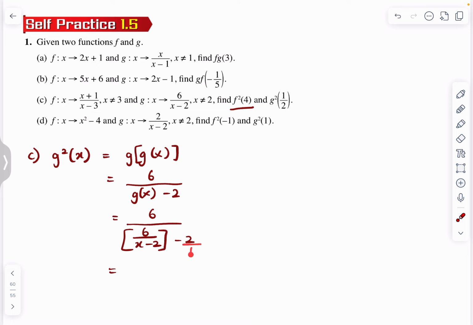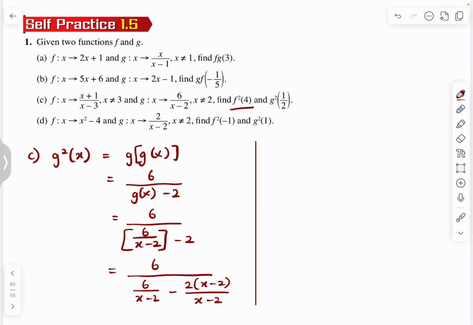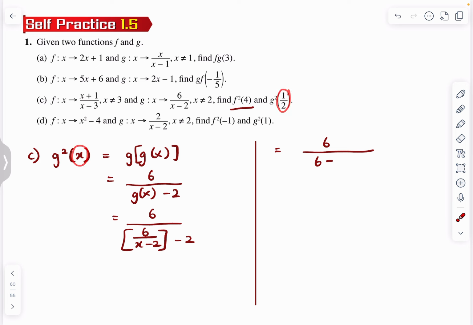So here this is 2 over 1, so top and bottom we multiply with x minus 2, x minus 2. So we're going to get 6 over x minus 2 minus 2, x minus 2, x minus 2. Okay. So here let's try to simplify a bit. Oh, actually wait, we don't have to expand it. Okay, let's make our life easier. Since they just want us to find g squared of 1 over 2, so we sub the x with 1 over 2 straight.